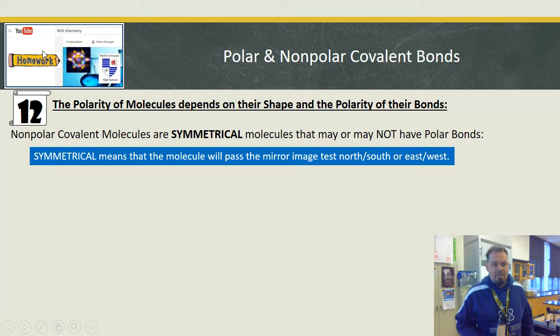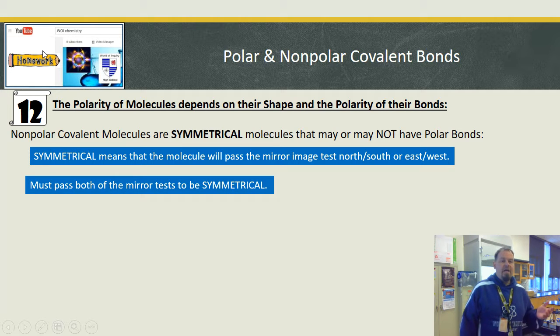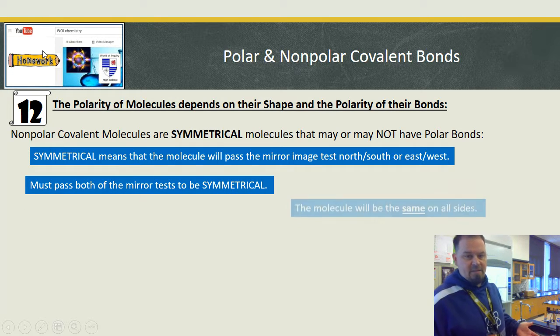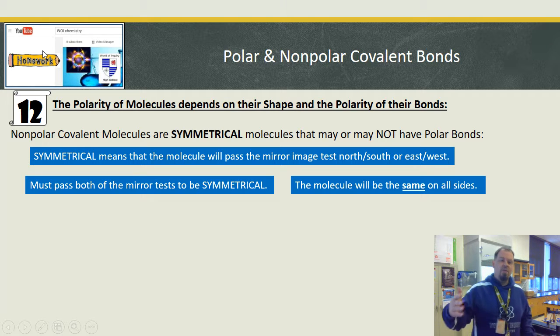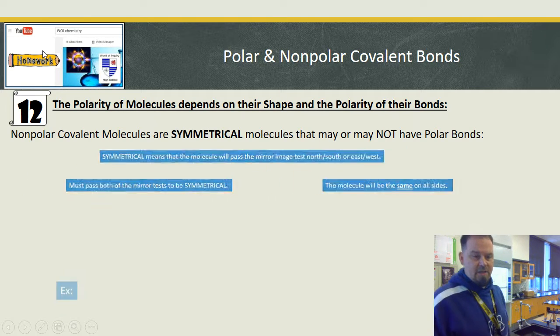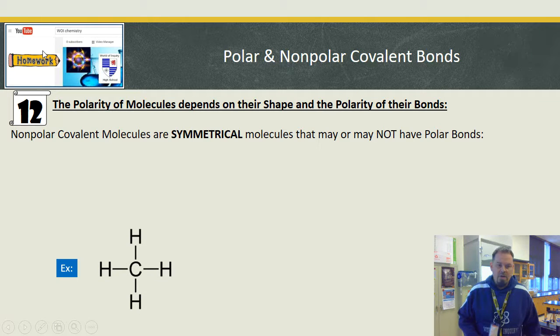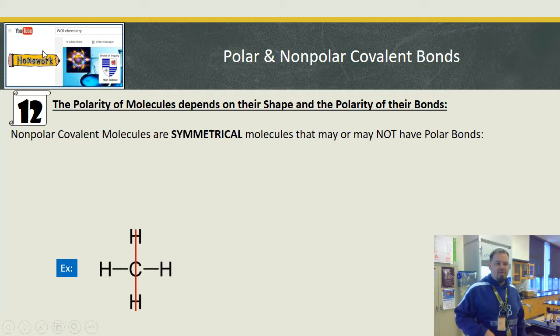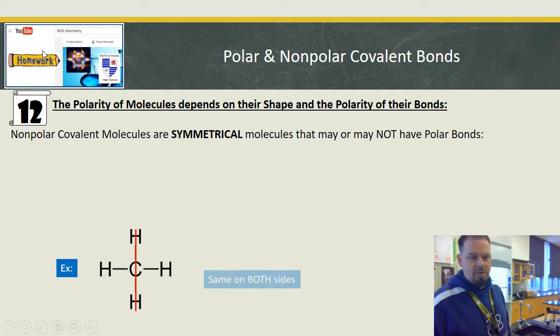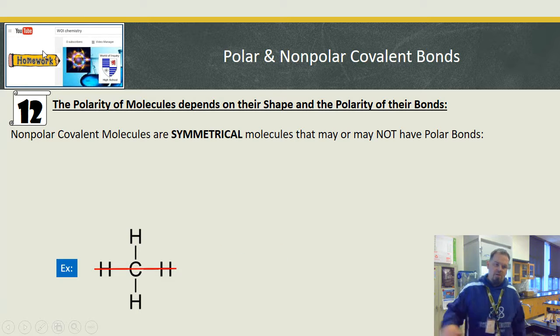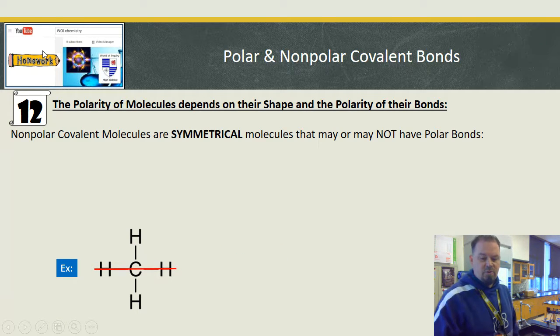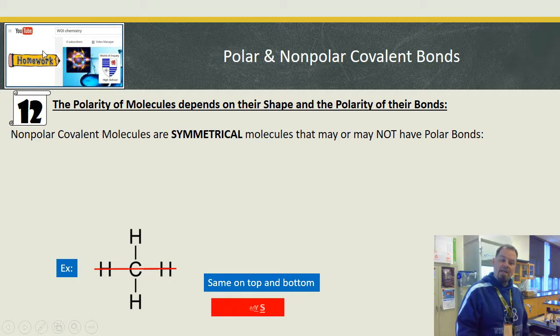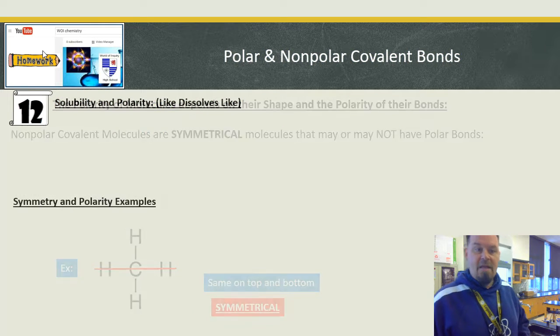Now, symmetrical means it passes everything on both sides. It passes the mirror test both ways. It's going to be the same all the way around. When it's the same all the way around, then the molecule is nonpolar. So here's one. I've got a methane. We'll learn how to name this way later. Cut it up and down, so east and west is the same side. Good. Cut it across horizontally, same north and south. So now that I've passed the mirror test both ways, I am symmetrical. Once I'm symmetrical, I am nonpolar.